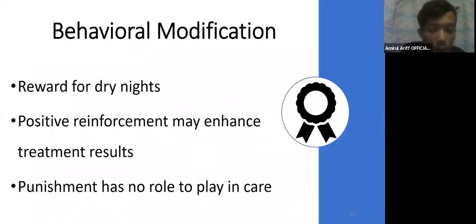First is behavioral modification, which is the most important treatment in enuresis, where we need to educate the parents to reward the child for dry nights. Positive reinforcement may enhance the treatment result, and punishment has no role to play in behavioral modification. So next.